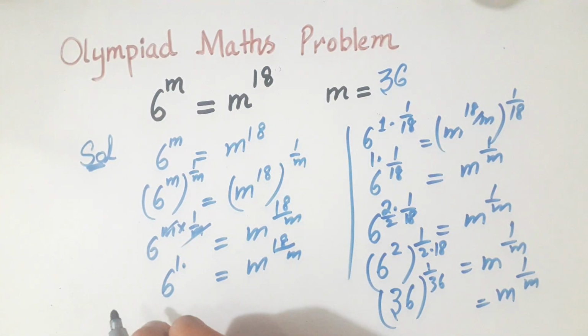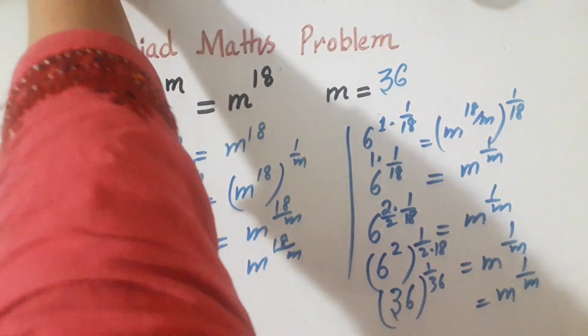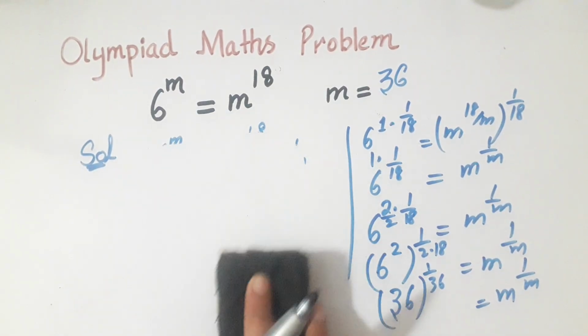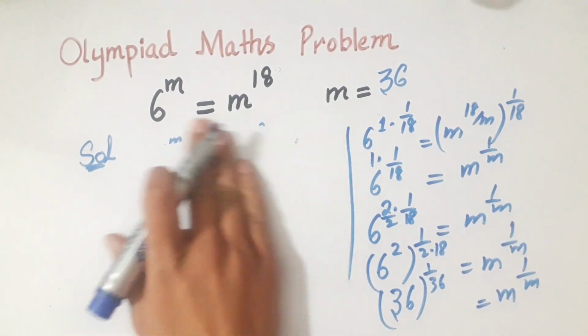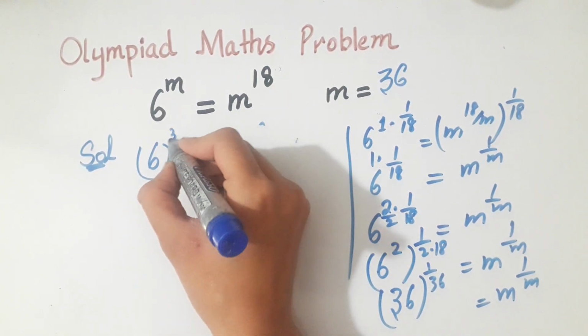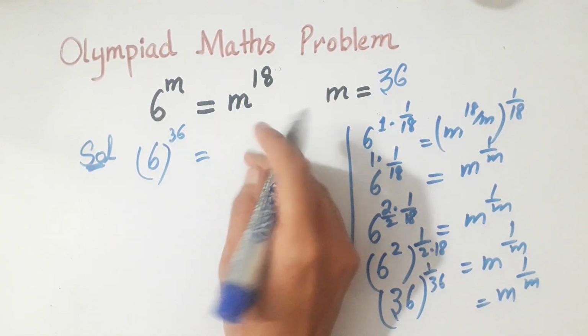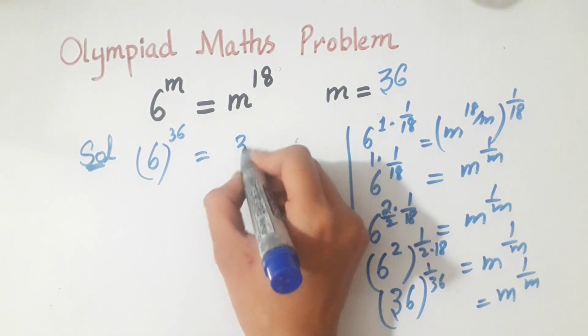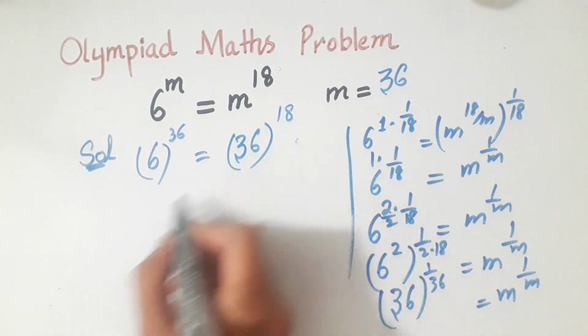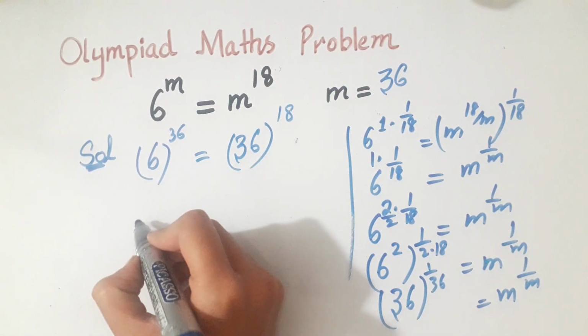Now we will do the verification of whether our answer is correct or not. So now we do the verification. On the left hand side we'll put 6 raised to power 36, and here on the right we write m as 36 raised to power 18.